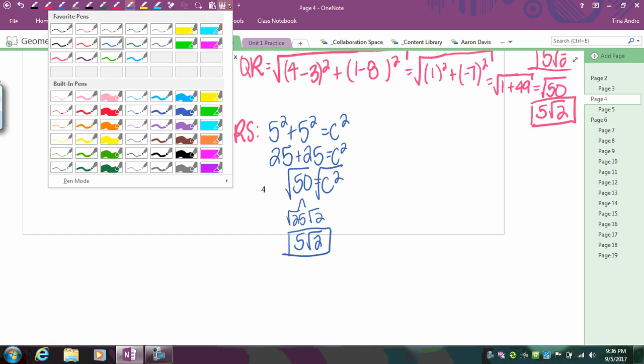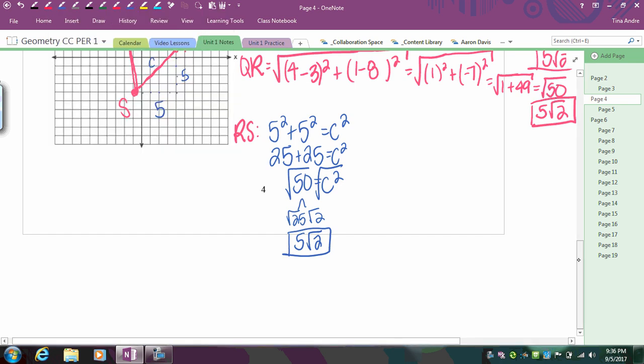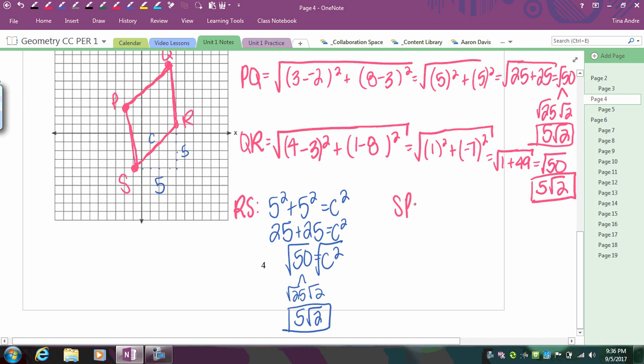Last side here that we have to look at is going to be ST. So go ahead and count that out. So it's 1, 2, 3, 4, 5, 6, 7, and then over 1. So there's my right triangle. So I have 7 squared plus 1 squared equals C squared, because remember now this is my C. So 49 plus 1 equals C squared. So you get 50 equals C squared. Square root both sides. We're only keeping the positive solution. So again, break that down. It's 25 and 2. So 5 radical 2.